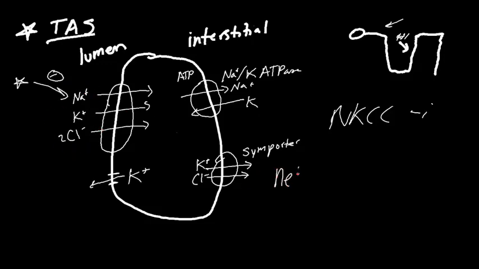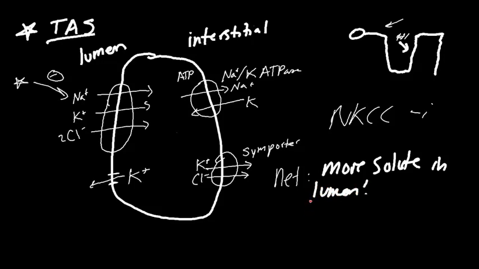So our net result is going to be more solute in lumen. Well, what does that mean? More solute in the lumen means water will follow through its osmotic gradient. That'll be the diuretic portion of it. So more water will go to the more solute side of the lumen. We will have diuresis.